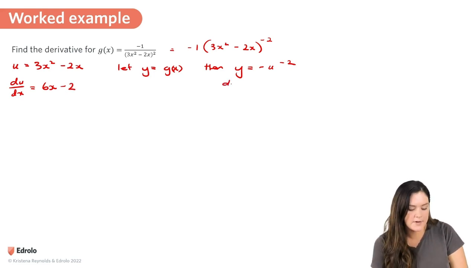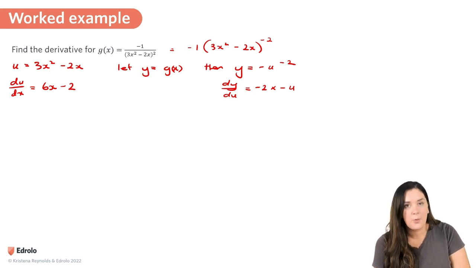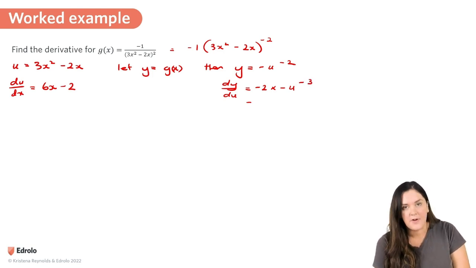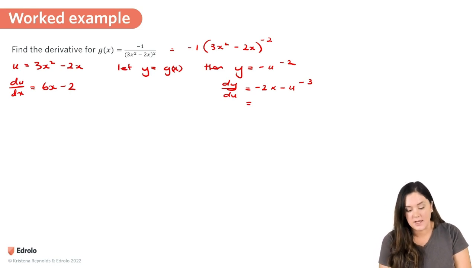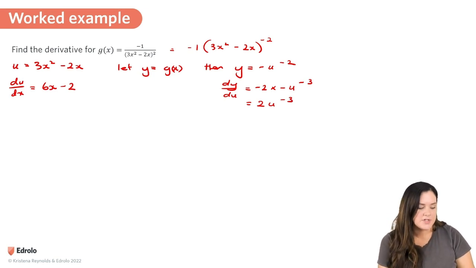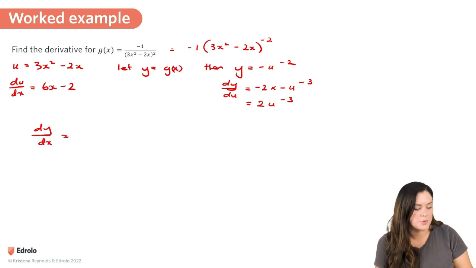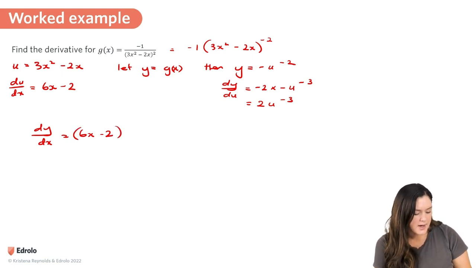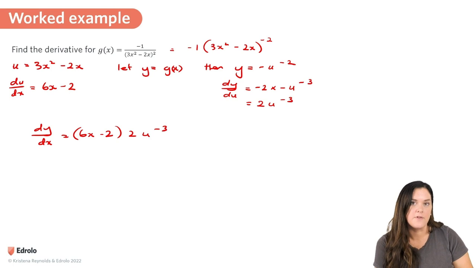And then for y, we have dy du. Bringing that -2 to the front, we've got -2 times -u. Taking away 1 from the power, so we've got -2 take away 1 is -3. Remember, it becomes more negative. And then simplifying that, we have -2 times -1, so just +2, u to the power of -3. Now putting that all together, I'm just going to write down the bottom here, we have dy dx equals these two multiplied together, so 6x take 2. Again, remember to keep your brackets there, multiplied by 2u to the power of -3.